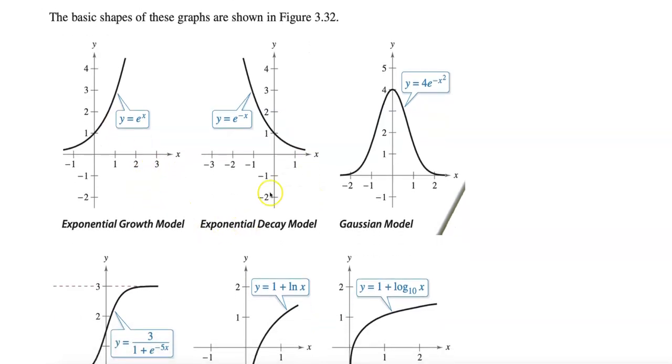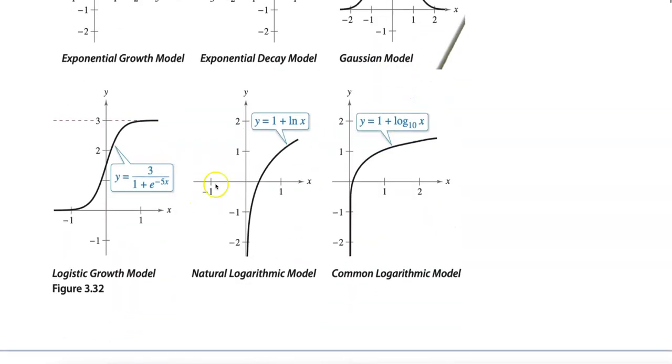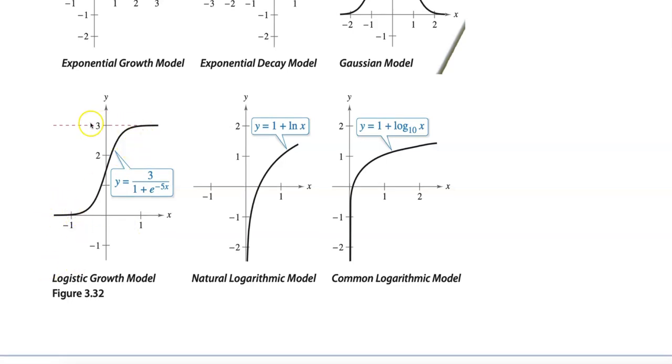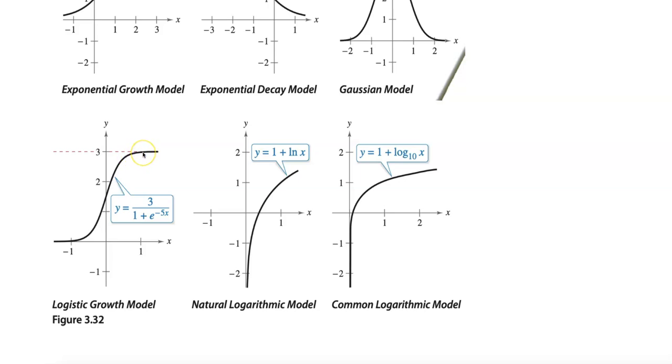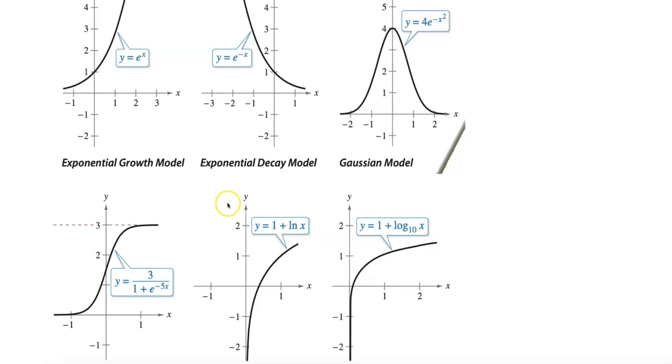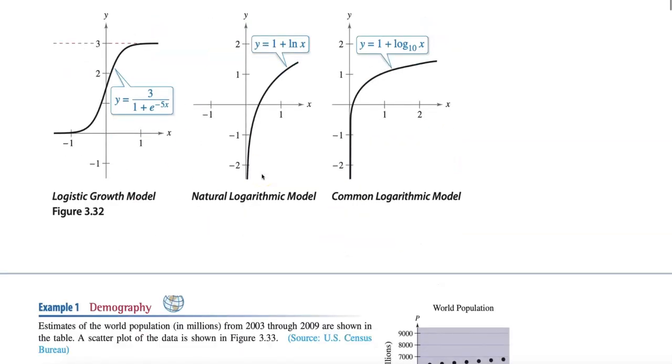So exponential growth, exponential decay, a Gaussian model. The logistic growth model is a nice one because it has a hard cap. It has a horizontal asymptote on top that levels off, and then the natural log and a log model. So these are the 3 models we're going to use with our calculator today.